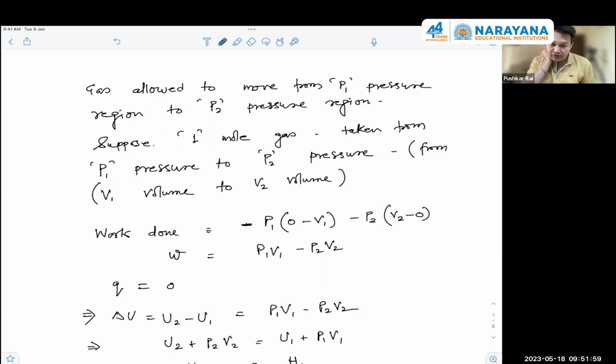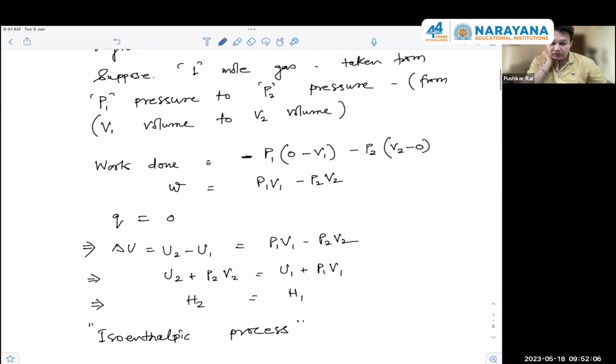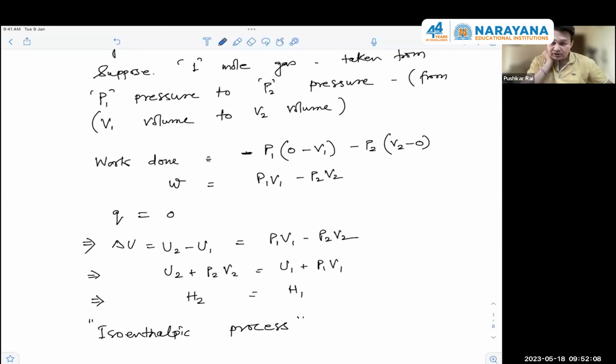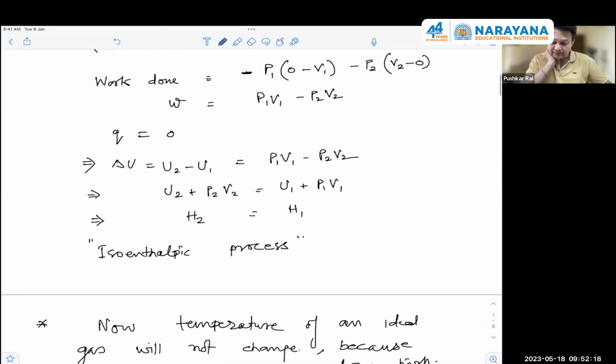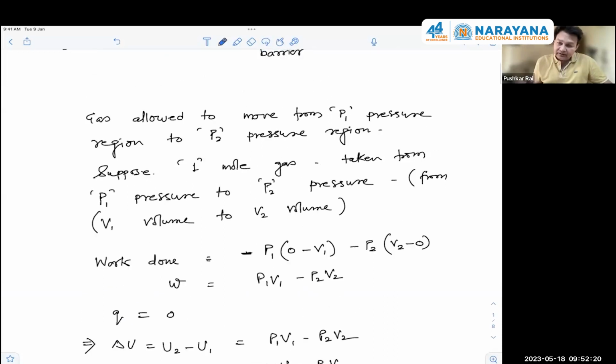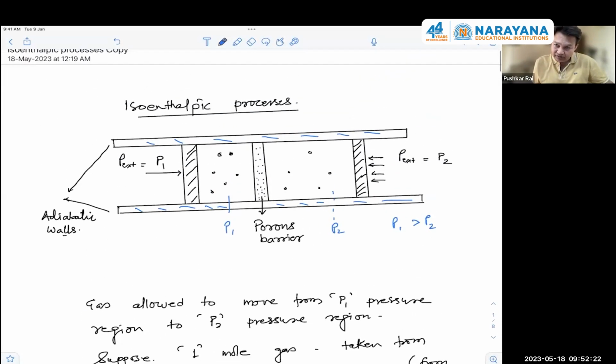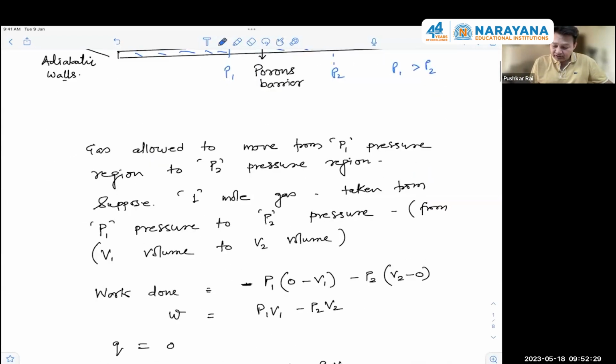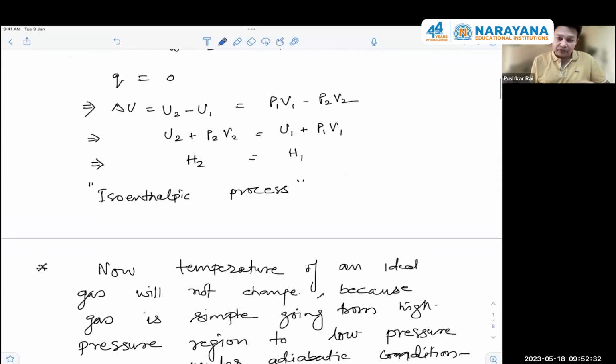Delta U becomes U2 minus U1, which is equal to P1 V1 minus P2 V2. Do you agree? So U2 plus P2 V2 is equal to U1 plus P1 V1, which means H2 is equal to H1. So this process is called an isenthalpic process. Done. If somebody asks you what an isenthalpic process is, quickly remember: this is a throttling process. Gas is going from a high pressure region to a low pressure region, and you have kept adiabatic conditions. That is an isenthalpic process.